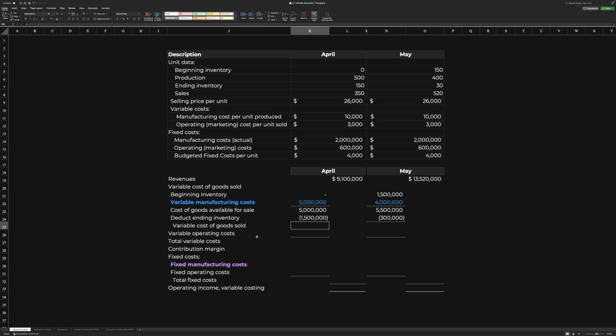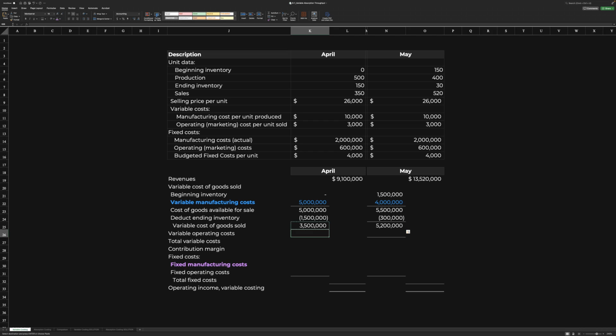We can now calculate the cost of goods sold, but remember this is variable costing, so we will call it the variable cost of goods sold. And that will be 5 million, subtract 1.5 million, or $3.5 million for the month of April. And we'll do the same for May, which works out to $5.2 million.